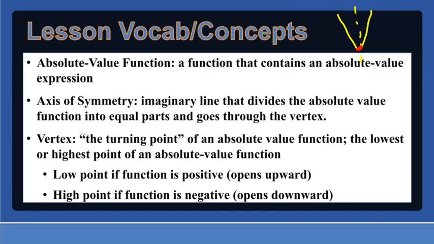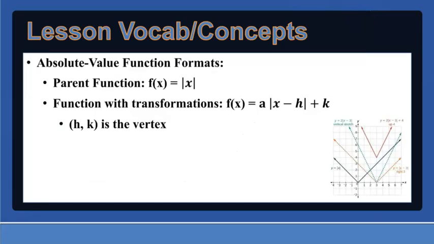So we're going to take a look at some examples here by not only graphing, but also looking at the function itself. So here, the absolute value function formats. There is the parent function, which everything else is based off of. So if I have f of x equaling the absolute value of x, the vertex is going to be at the origin. Now, if you were to move it to the right or to the left or up or down, that would mean you'd have some transformations. But for this lesson, we're not going to go through transformations. We just want to be able to graph the absolute value function and to be able to identify the vertex.